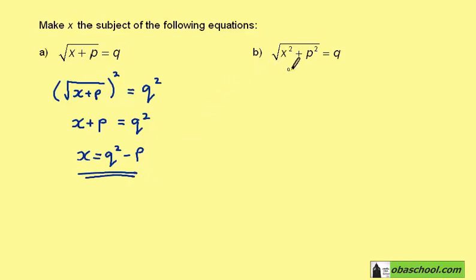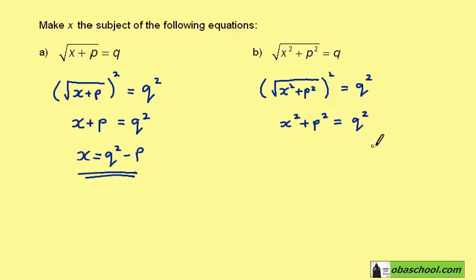Here we have x squared plus p squared all under the square root is equal to q. Squaring both sides gives the square root of x squared plus p squared all squared is equal to q squared. Square root and square are opposite processes, so we just have x squared plus p squared on the left and q squared on the right.